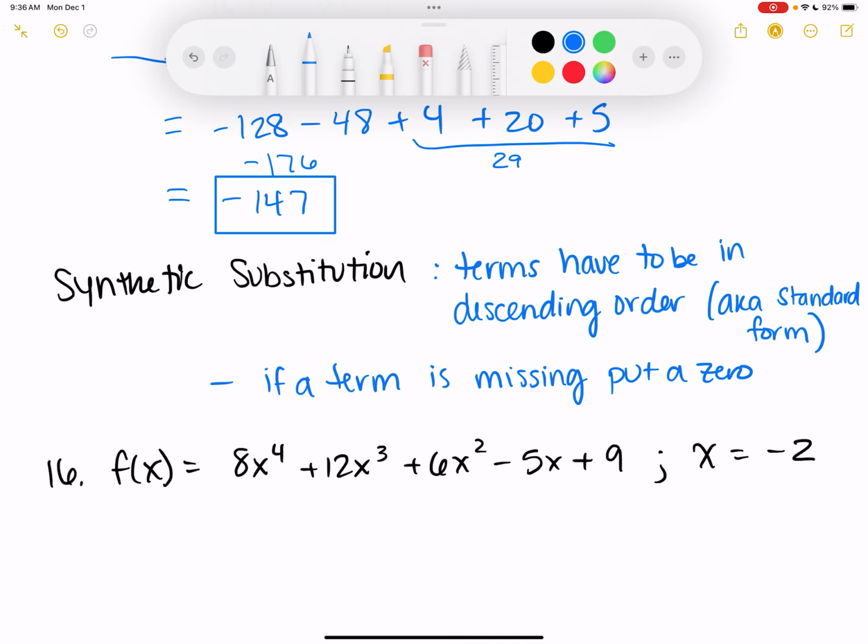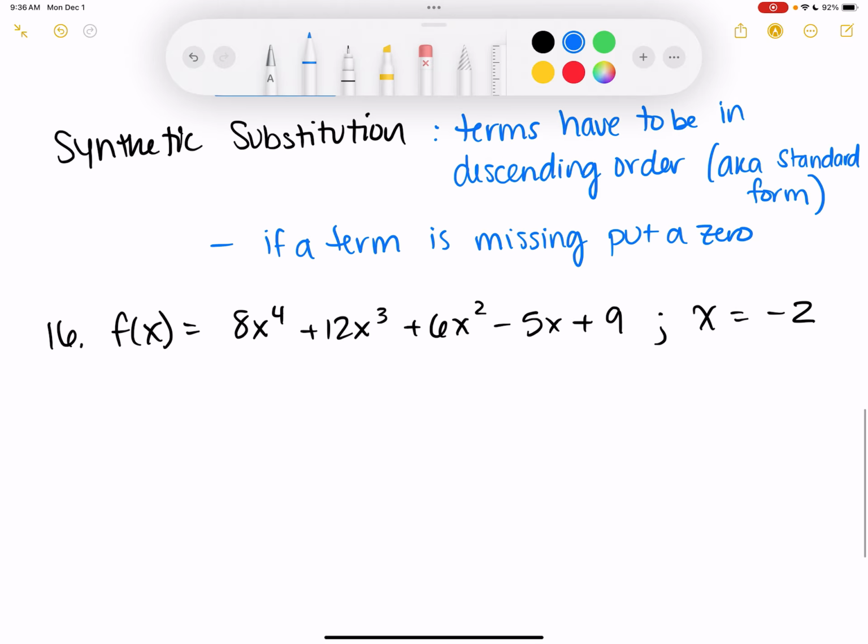So when I know I'm doing synthetic, the first thing I'm always going to look at is, are my terms in order? So I've got 4th, 3rd, 2nd, 1st, 0. And that's the other big one, a missing term can also be your constant term at the end. Okay? So just make sure you're aware of that.